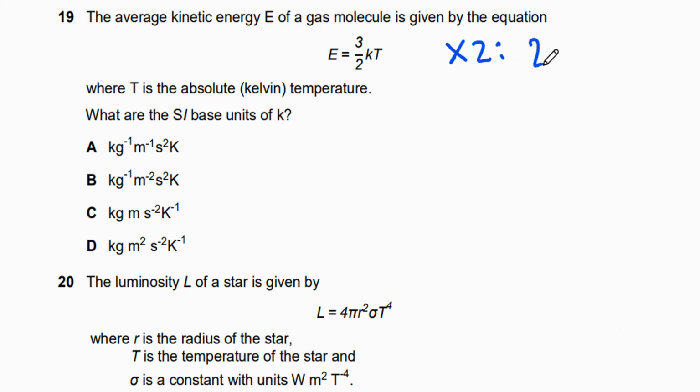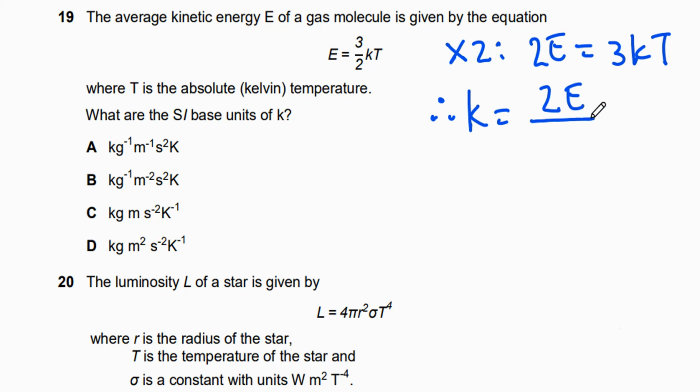So then on the left-hand side we have 2E. On the right-hand side the 2's will cancel and we're left with 3kT. We want to isolate K, so we can divide the 3T into the 2E. So then K is 2E over 3T. Now E is energy, and we know that energy is the same as work done, which is force times displacement. So E we can replace with force times displacement S.